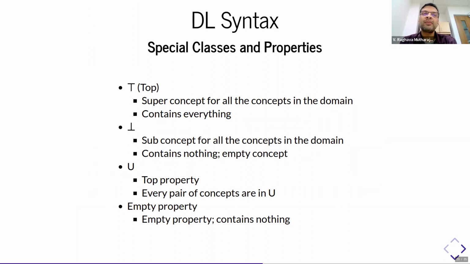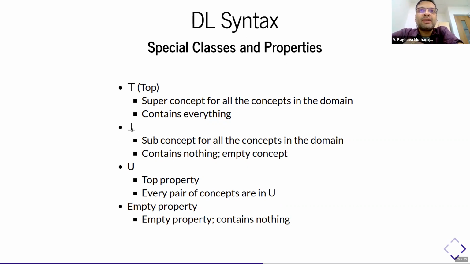Okay, so there are also some special classes and properties. Let's say there is something called the ⊤ symbol, which stands for top. Top is the super concept for all concepts, which means it's the parent concept for everything. You can also treat it as the God concept. In terms of set theory, this is equivalent to the universal set, which is the set of all sets.